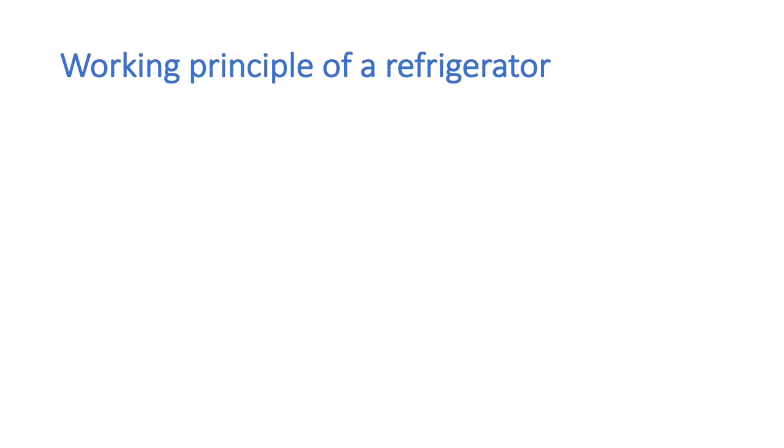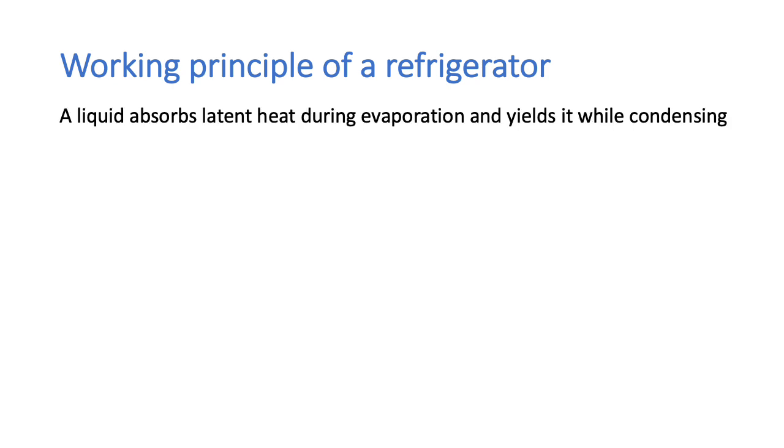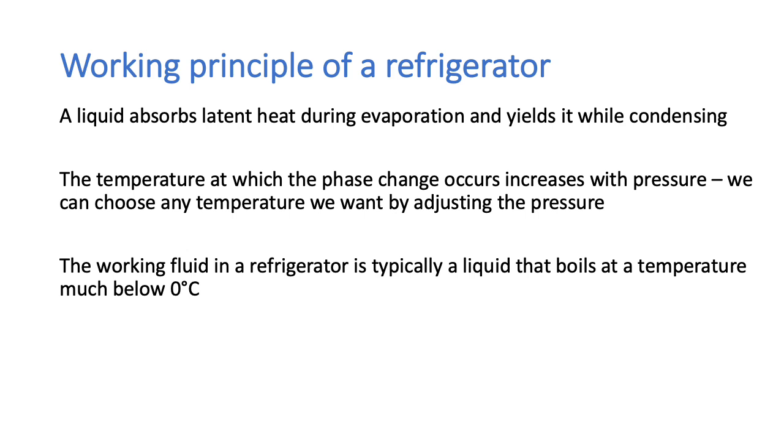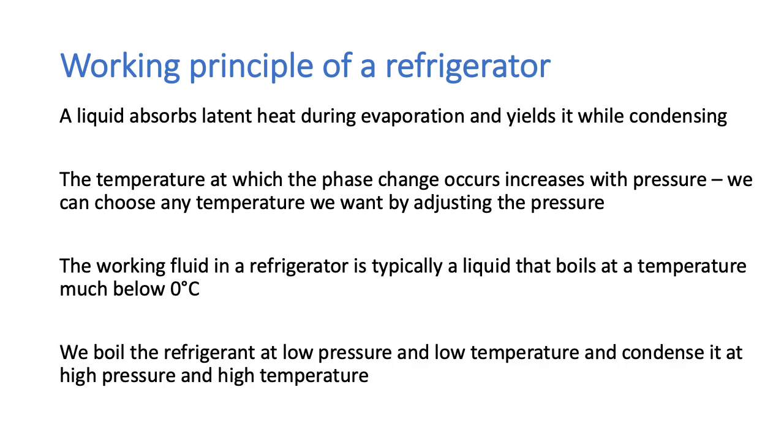How, in practice, does a refrigerator work? A liquid absorbs latent heat during evaporation and yields it while condensing. Now, the temperature at which the phase change occurs increases with pressure. So we can choose any temperature we want for the phase change by adjusting the pressure. The working fluid in a refrigerator is typically a liquid that boils at a temperature much below 0 degrees C. We boil the refrigerant at low pressure and low temperature, and we condense it at high pressure and high temperature.